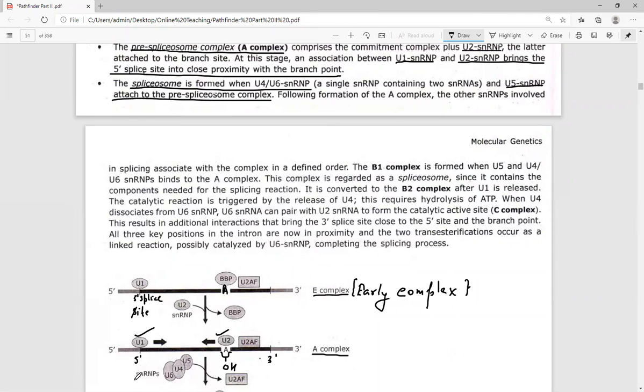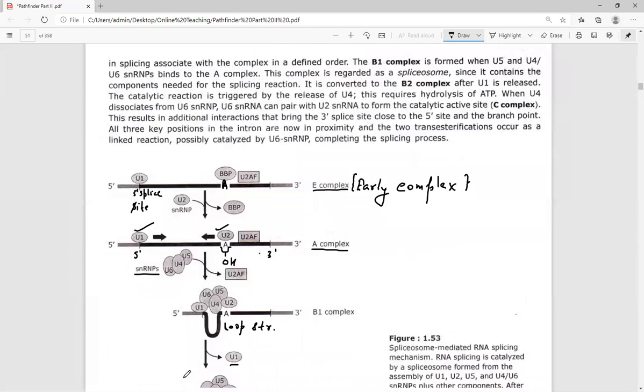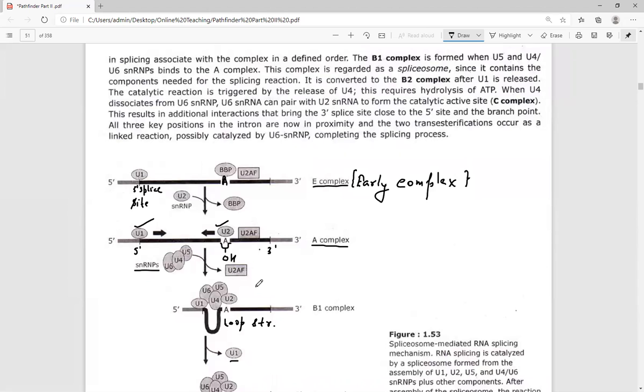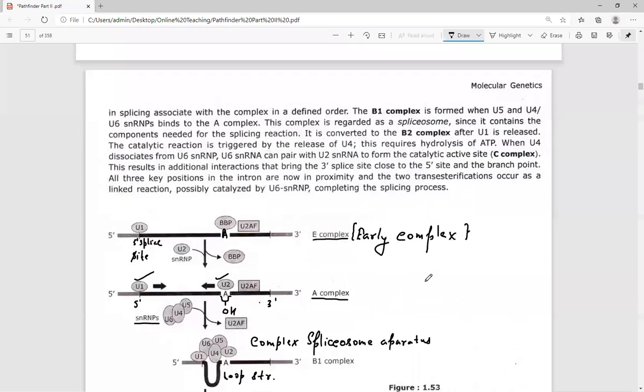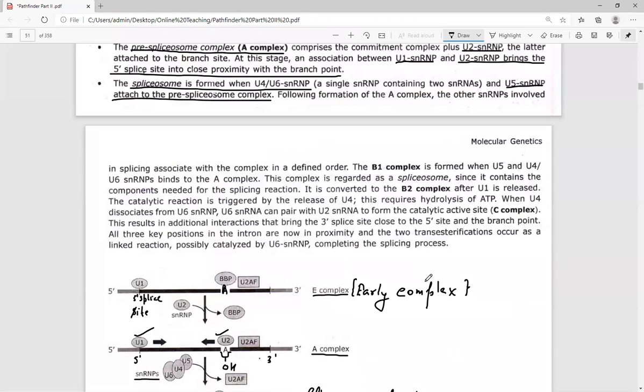These are the three snRNPs which are present, small nuclear ribonucleoproteins, and they will be assembling together, leading to the formation of a complex spliceosome apparatus. This is the complex spliceosome apparatus which is being produced.